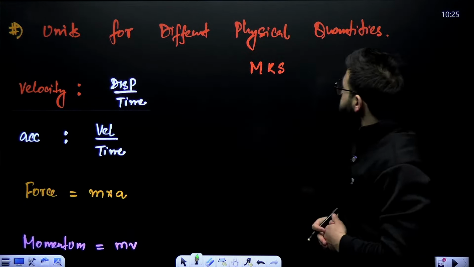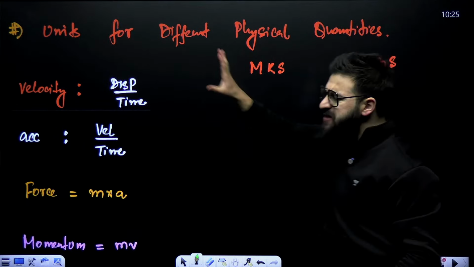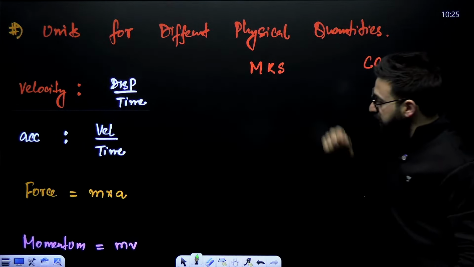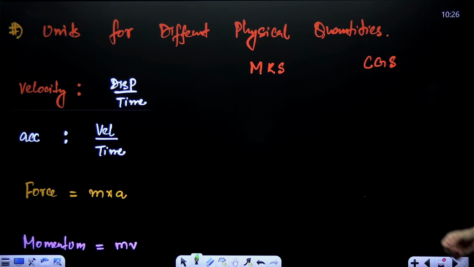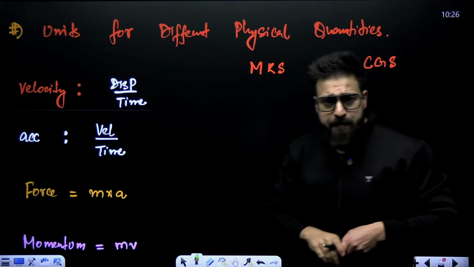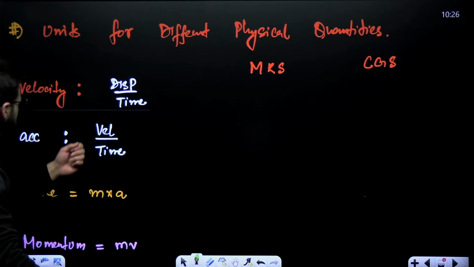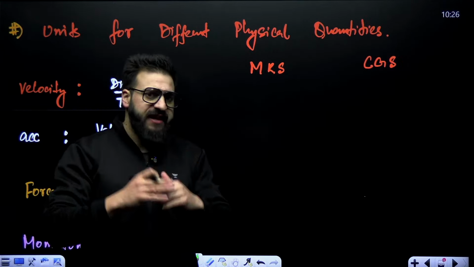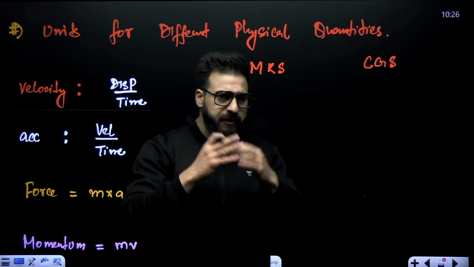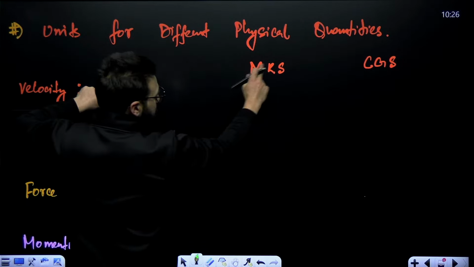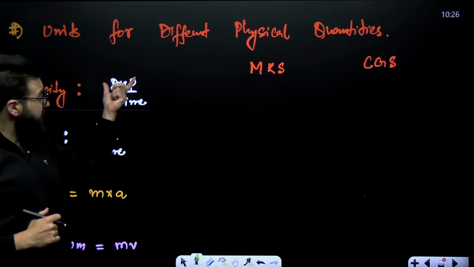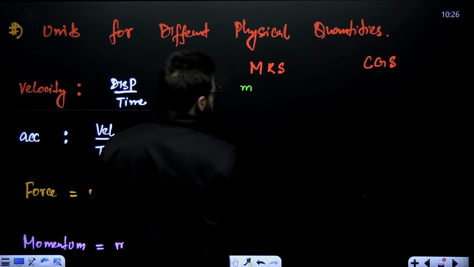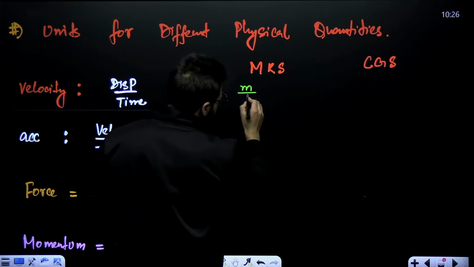Units of different physical quantities. Let's write the units of velocity in MKS system. Let's write the unit of velocity in CGS system. Guys, see, when it comes to velocity, it is displacement upon time. Understand very carefully. It is displacement upon time. And in MKS system, we measure the displacement in meters and time in seconds, so it will be meter per second.